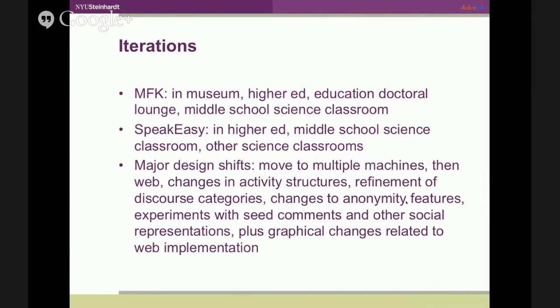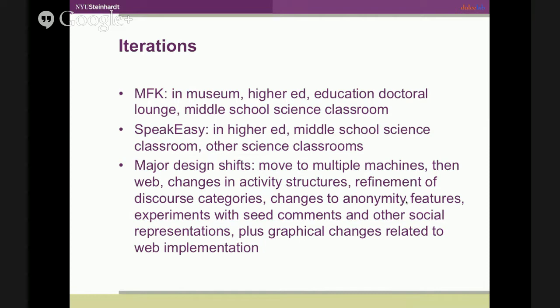Again, remember the MFK had to run on a kiosk. And by the time we finished doing research on it in the late 90s, between these two tools, I would say they had been tested in probably around 100 different classrooms. Some of the major shifts in the design over time, one obviously was moving to the web, which allowed access by multiple people at the same time. We called it semi-synchronous because the server was kind of slow and it wasn't always truly synchronous.